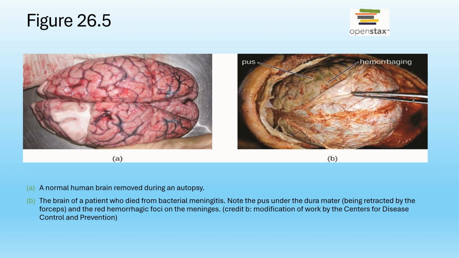This is showing over here on the far left a normal brain during autopsy, and over here on the right is the brain of a patient who did die of bacterial meningitis. So this membrane right here they're pulling away is a dura mater, and there is some pus that is underneath there. So you can definitely see the difference between the two brains and visually what they look like.